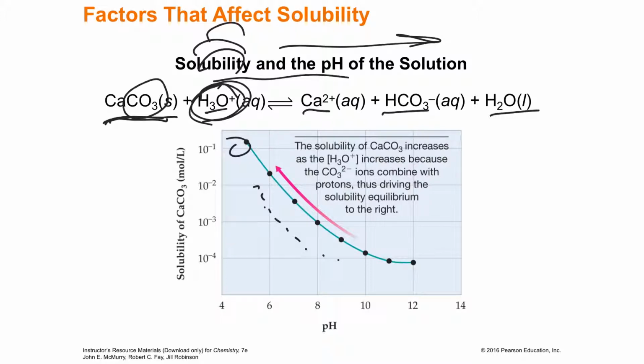Conversely, if you were to decrease the acidity, the less acidity you would make the pH of that solution, the less hydronium you've got, the less it's going to move to the right, and the lower the solubility would be.